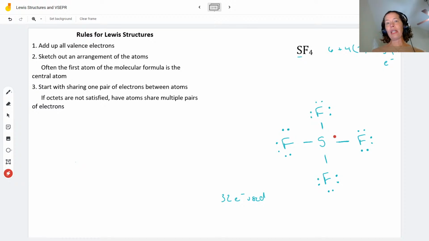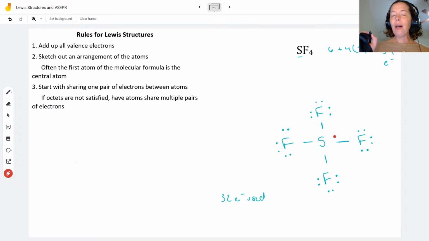So just to be really clear, if you're dealing with a molecule and carbon is your central atom, you will never have an expanded octet on carbon or oxygen or nitrogen. It simply is not a big enough atom to take those extra electrons.